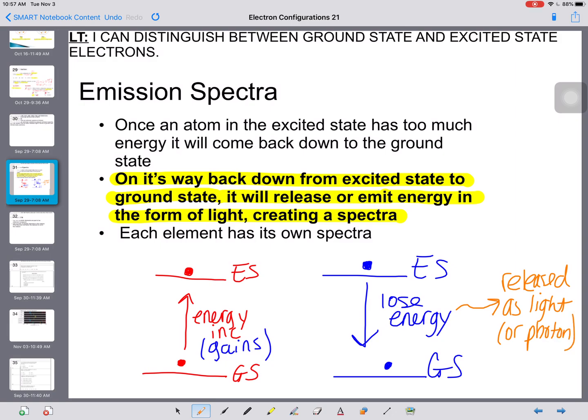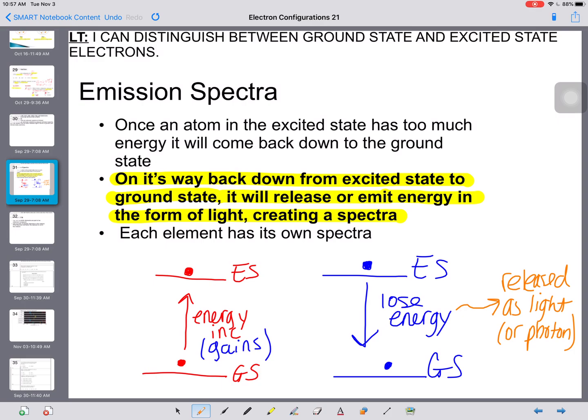Okay, so again, when that electron becomes excited, it gains energy, it goes up to excited state. It'll chill there for a little, and then eventually it comes back down. On its way back down from excited state to ground state, it will release or emit energy in the form of light. We call it a photon. A photon is a particle of light.